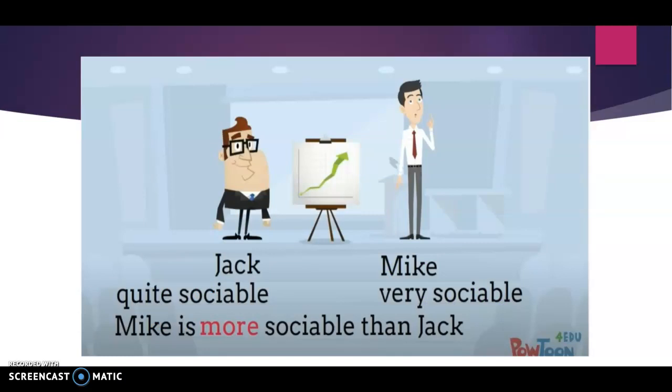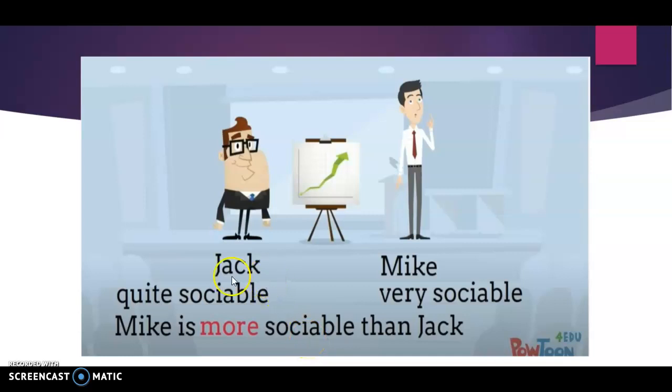Well, so far we have talked about short adjectives, but if we have an adjective such as sociable, so a long adjective, what do we do to form the comparative adjective? We need the word more. So with long adjectives, we don't need to add ER at the end of it, but we have to put more in front of the adjective.